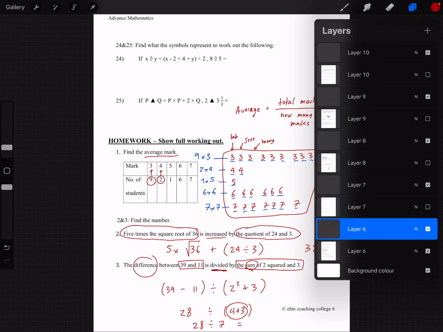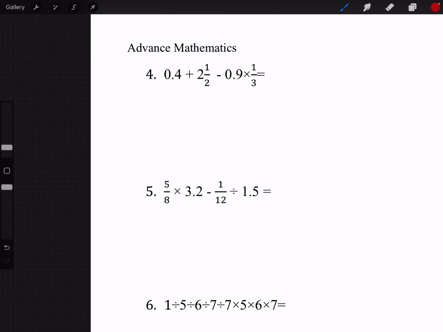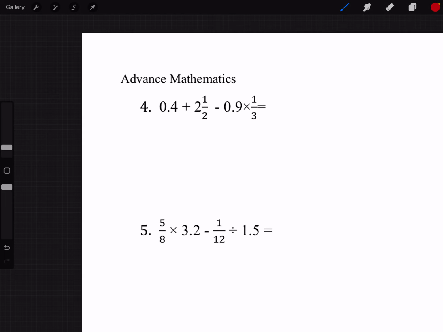Next page. Alright, to do this question, this is a mixture of decimals and fractions. So to do this, the easiest way to do it is to change everything into fractions. So we're going to use fractions.